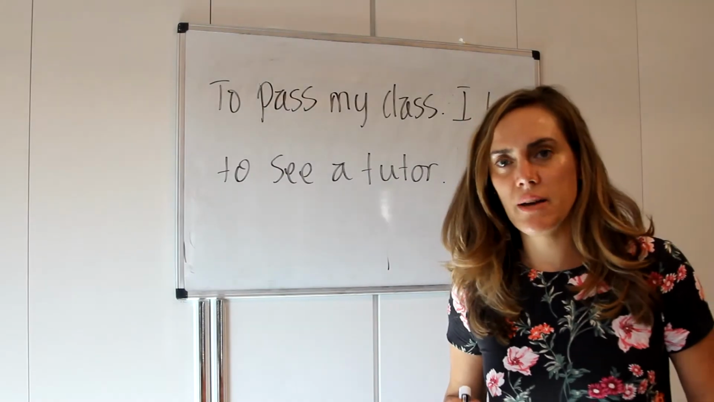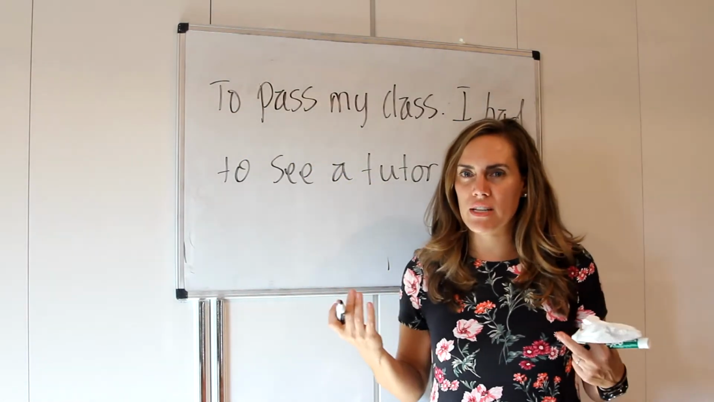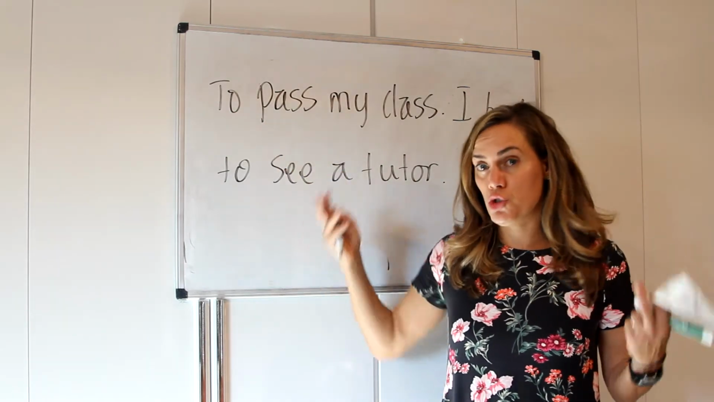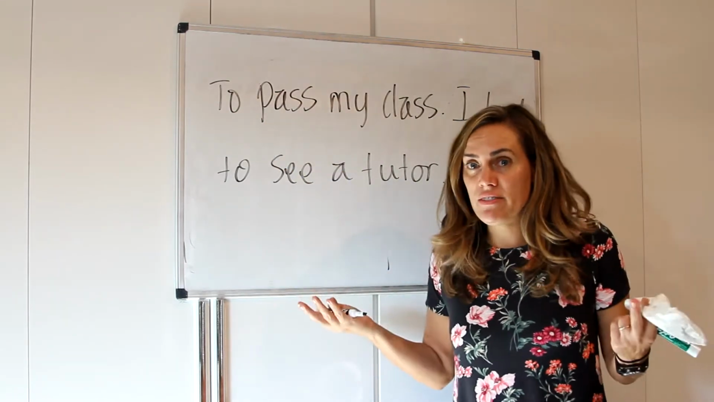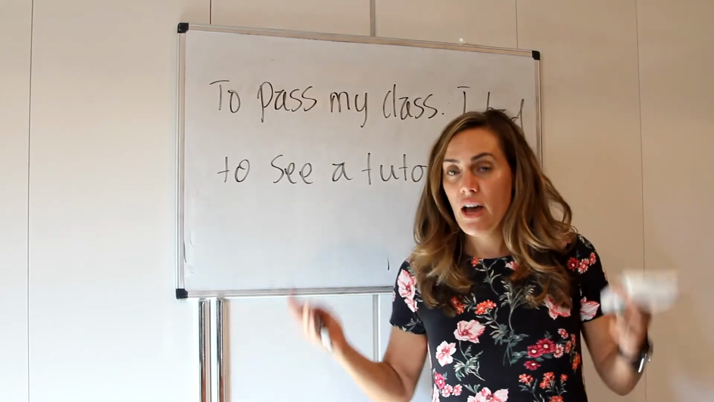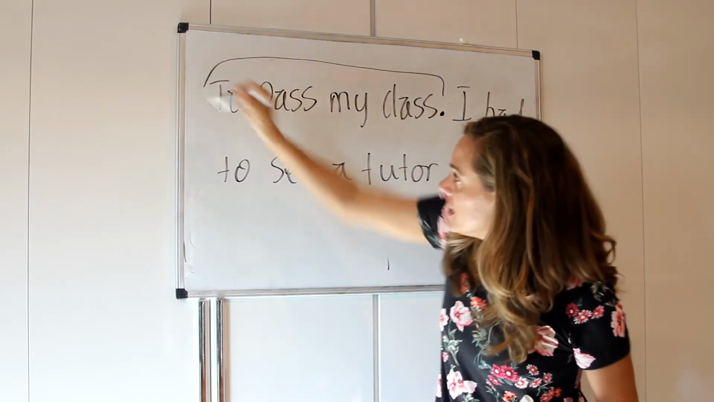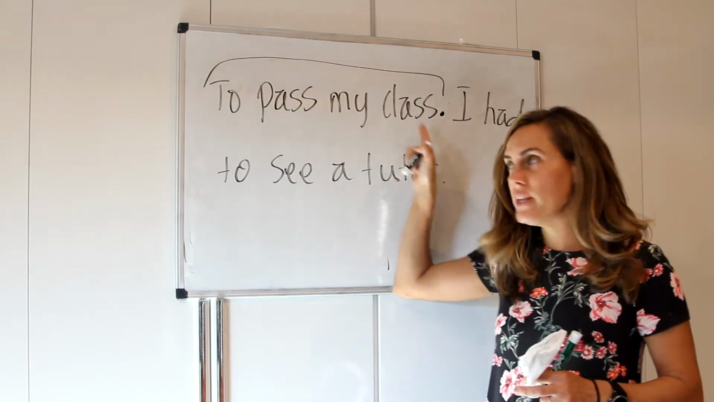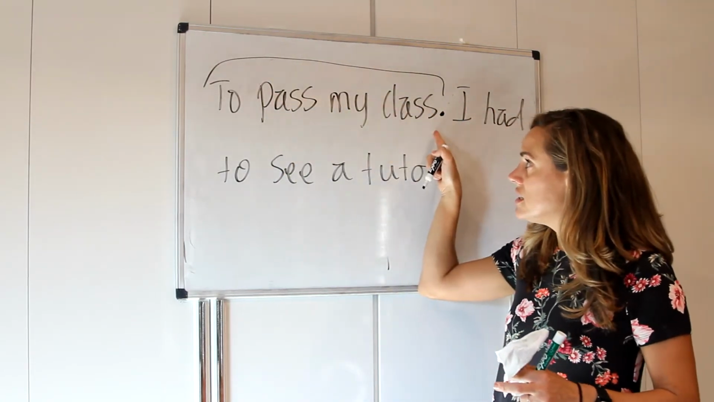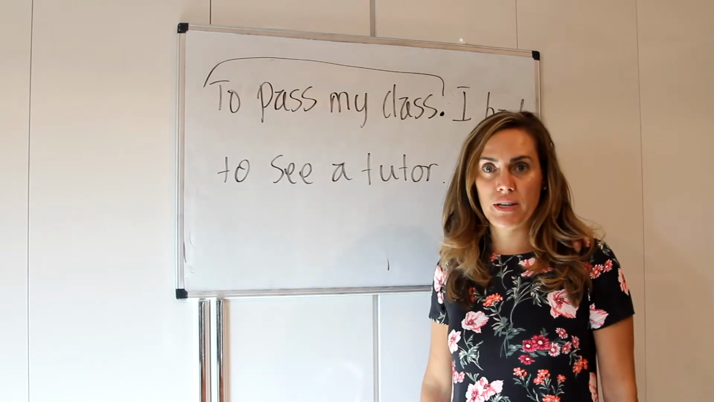Okay, next type of example is this kind, when we accidentally make fragments when we start with "to" sometimes. It sounds fine: "To pass my class, I had to see a tutor." It sounds great. But if you look at it, because there's a period here, this is actually not complete. There's no subject, there's no complete verb, and therefore there's no complete idea.